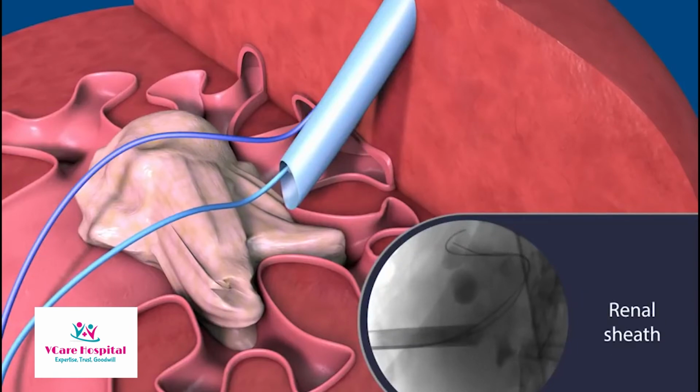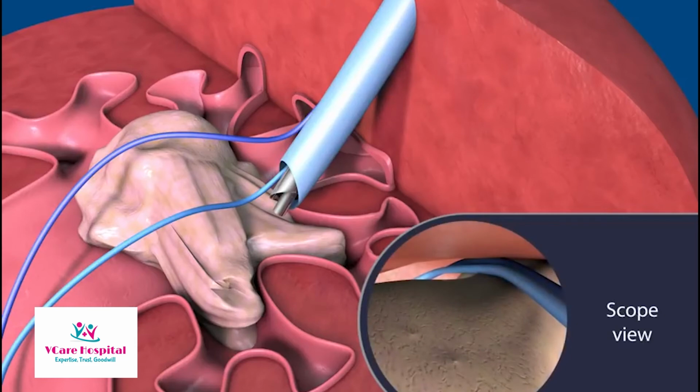Deflate and remove the balloon catheter. Both wires remain in place. Insert the nephroscope into the sheath. Guide the pneumatic and ultrasonic lithotripter through the working channel of the nephroscope.